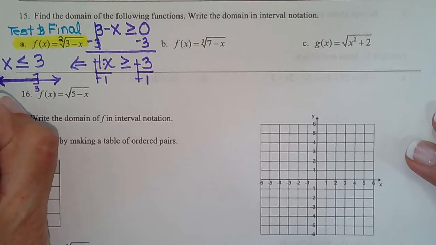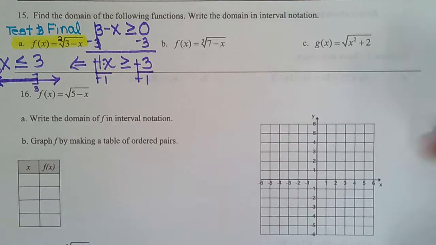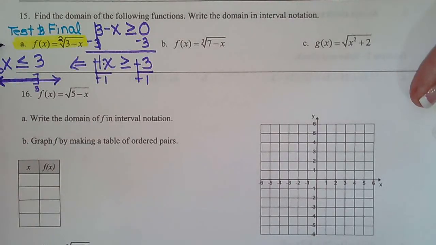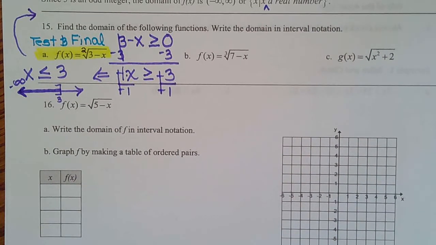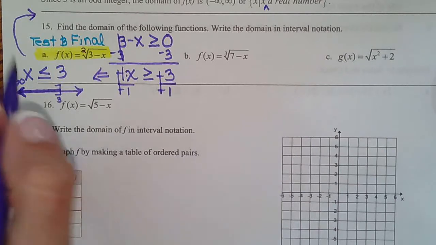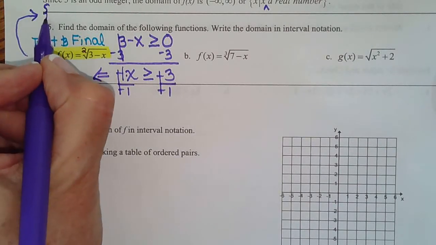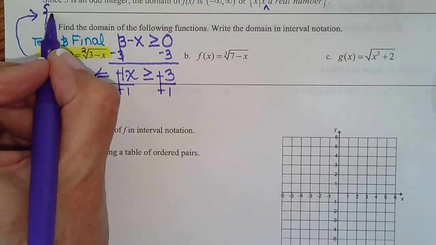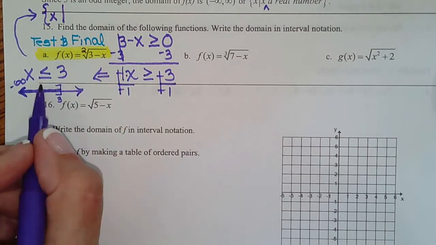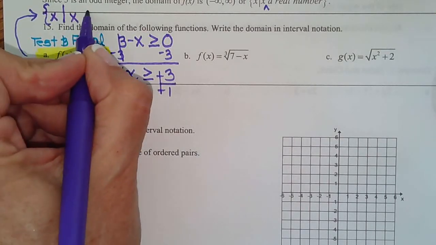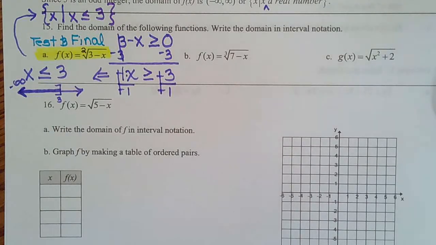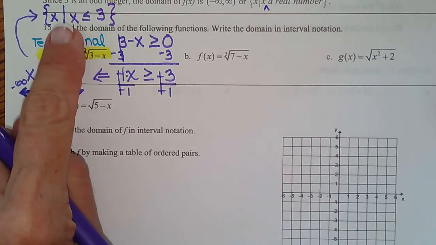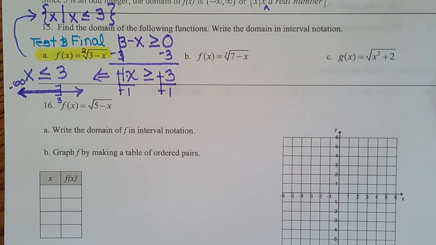Negative infinities on the far end. So let's write both set builder and interval up here so that we have them both, because usually Alex wants them both. So the set builder notation would be for all x such that, and then you just plug the answer in. X is less than or equal to 3. So that would be our set builder notation: for all x such that x is less than or equal to 3.